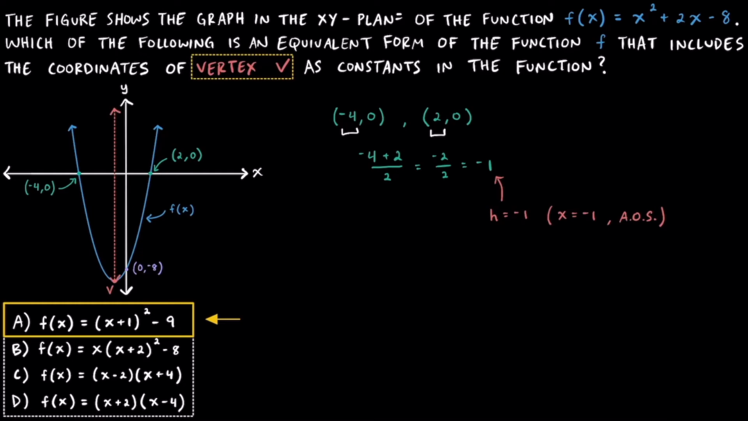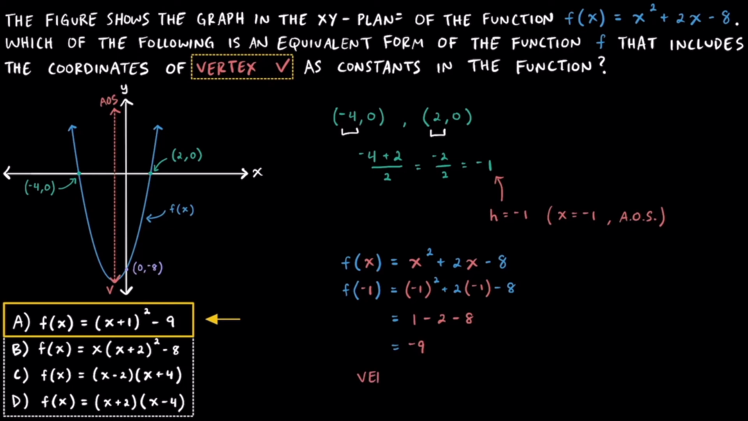Here's that imaginary vertical line, or axis of symmetry, drawn. So at this point we have the x-coordinate for the vertex, and to find out the y-coordinate, all we have to do is take the original function, switch x to negative 1, and solve it. From this, we can see that when x is equal to negative 1, then f of x, or f of negative 1, is equal to negative 9. And there you have an alternative method for finding out the coordinates of the vertex for this quadratic function.